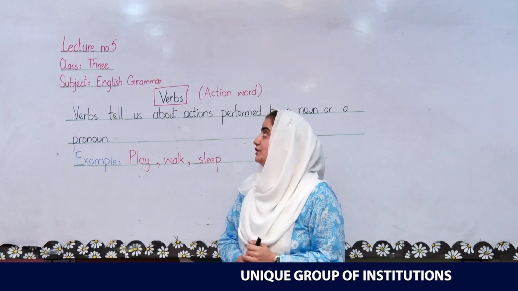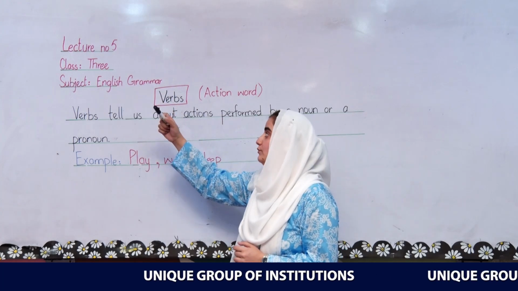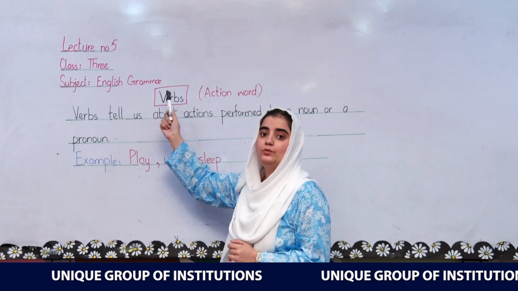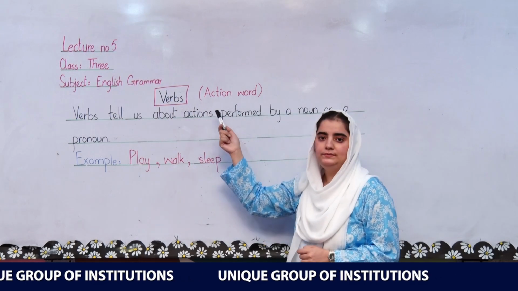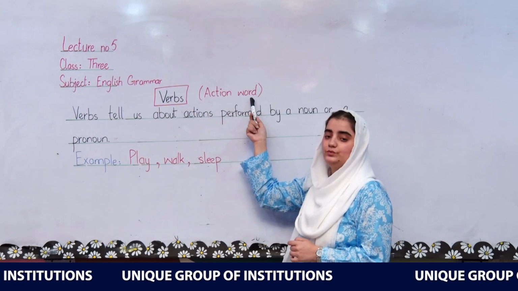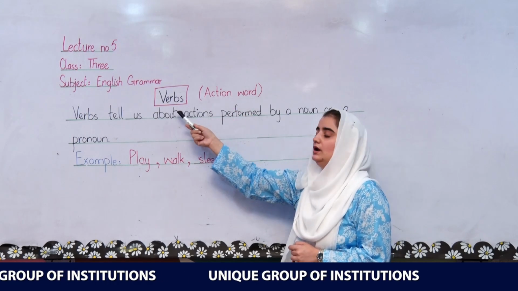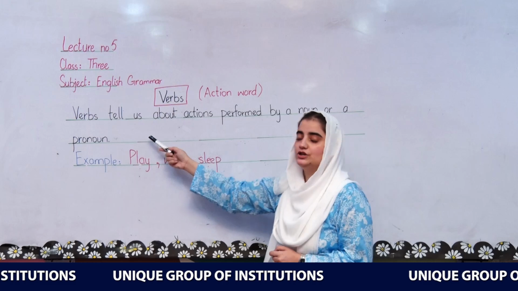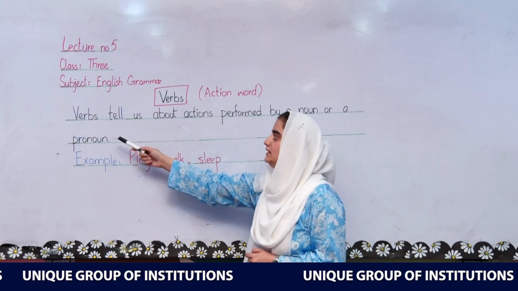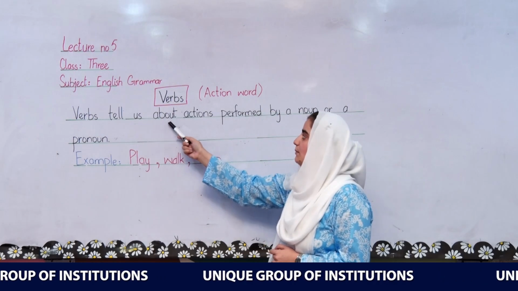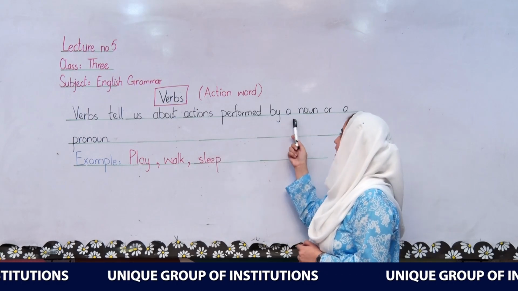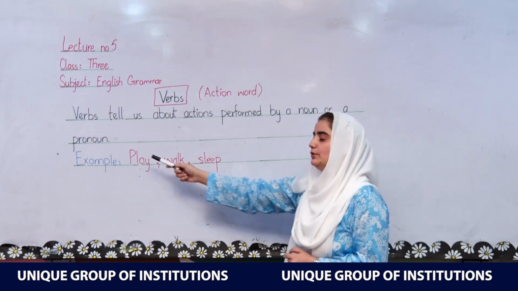Today our lecture number is lecture number 5 and we are going to do the grammar part, verbs. Do you know what verbs are? Verbs are called action words. The actions we are doing in our daily life, these are called verbs. Here is the definition of verb. Let's just discuss it. Verbs tell us about actions performed by a noun or a pronoun.